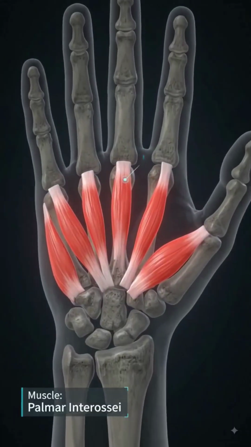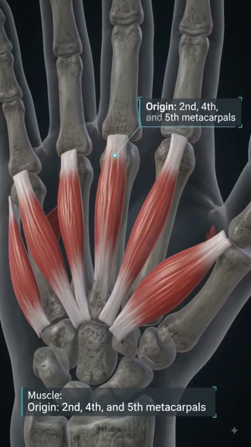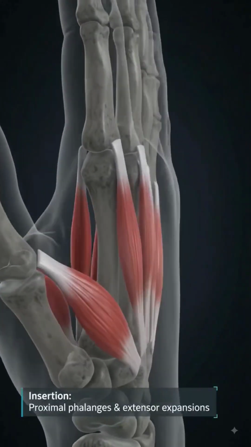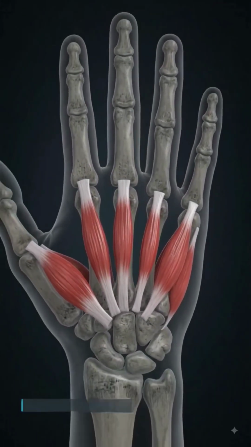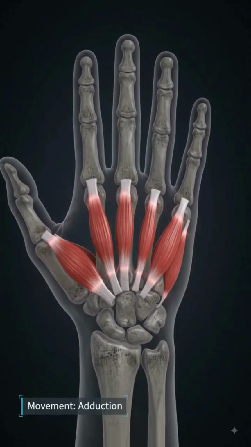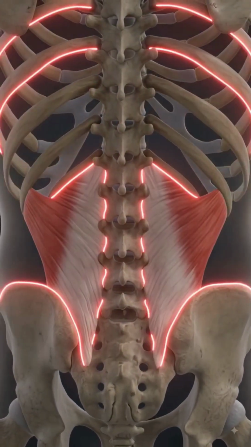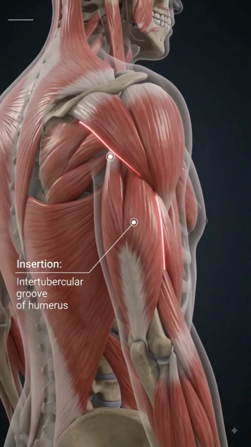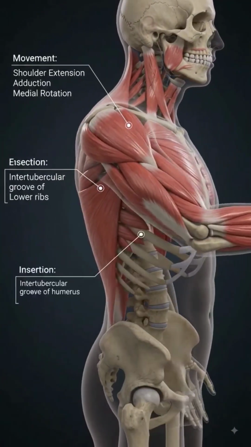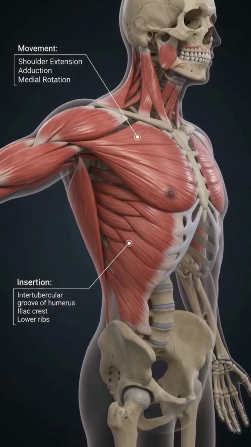Palmar interossei. Origin, 2nd, 4th, and 5th metacarpals. Insertion, proximal phalanges and extensor expansions. Movement, adduct the fingers. Latissimus dorsi. Origin, lower spine, iliac crest, and ribs. Insertion, humerus. Movement, extends, adducts, and medially rotates the arm.